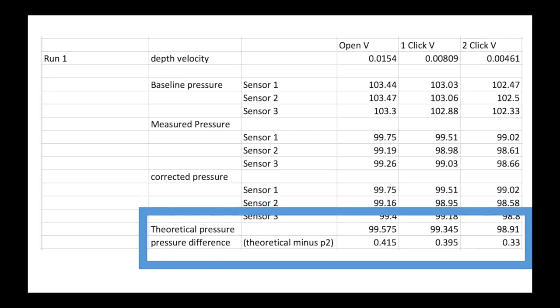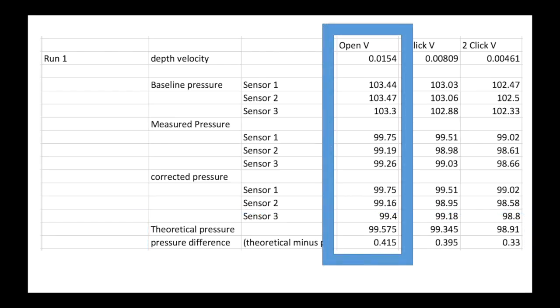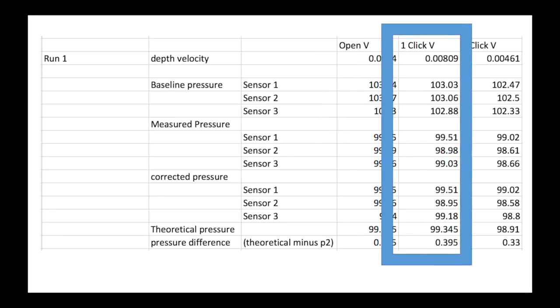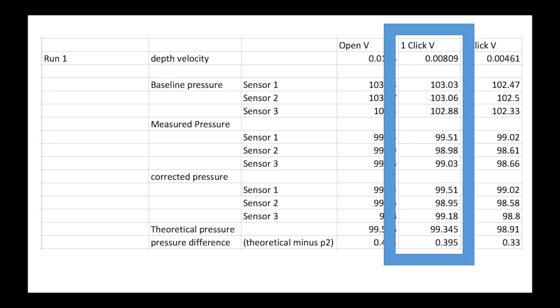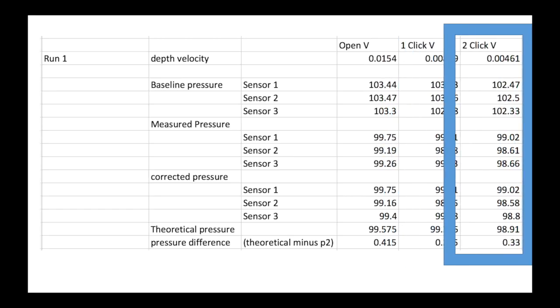Finally, we found the difference between our measurements and what we would theoretically expect the pressure to be based on calculations. This difference could be caused by turbulence, friction, or a combination of the two. All of these measurements were taken first with the clamp completely open, then with the clamp closed 1 click, and finally with the clamp closed 2 clicks.